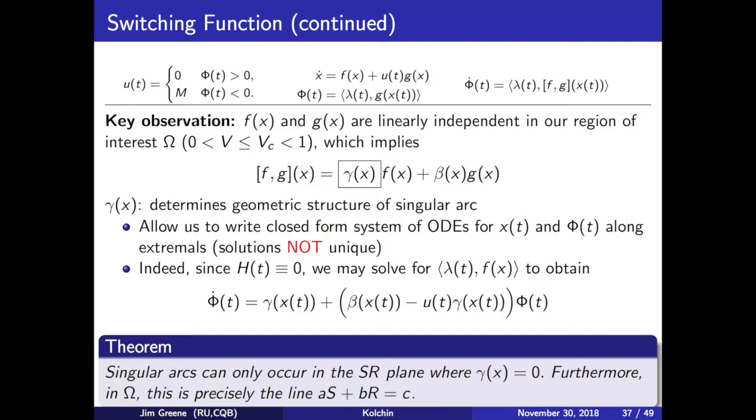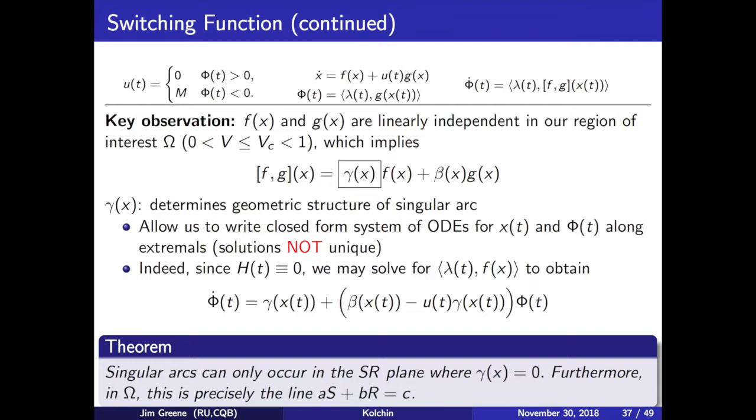Well, essentially because the derivative is in terms of the Lie bracket, it is in terms of f and g. It essentially allows me to write the first derivative of the switching function just in terms of these coefficients. So this is just an ODE for the switching function, and since the switching function has to be identically 0 wherever a singular arc occurs, well, okay, this is obviously 0, so the only way this is identically 0 is if gamma is identically 0. So where gamma is 0 is the only place where singular arcs can occur.